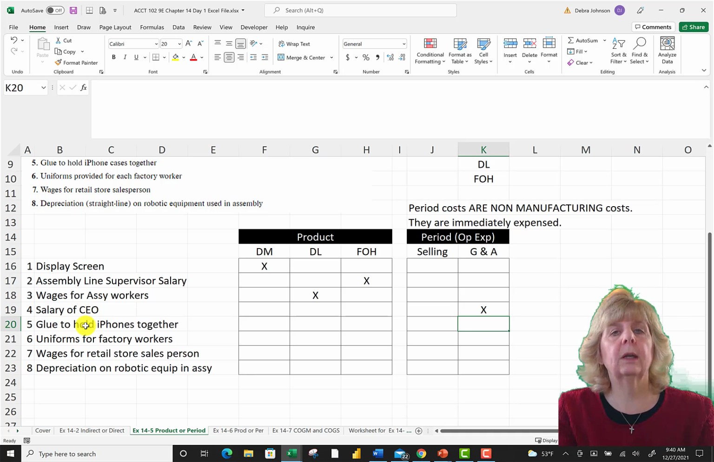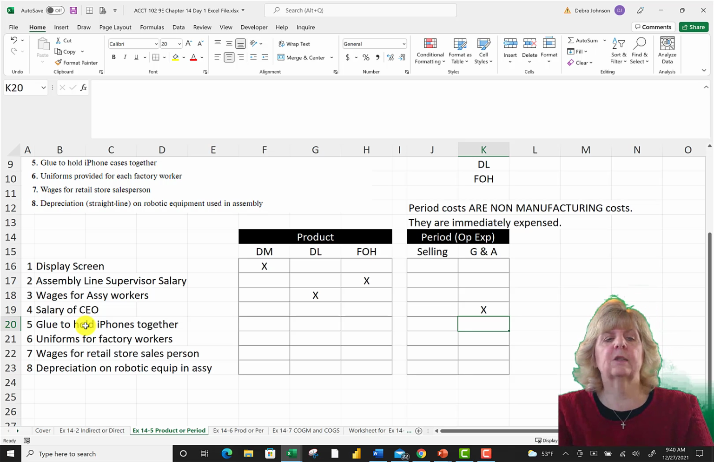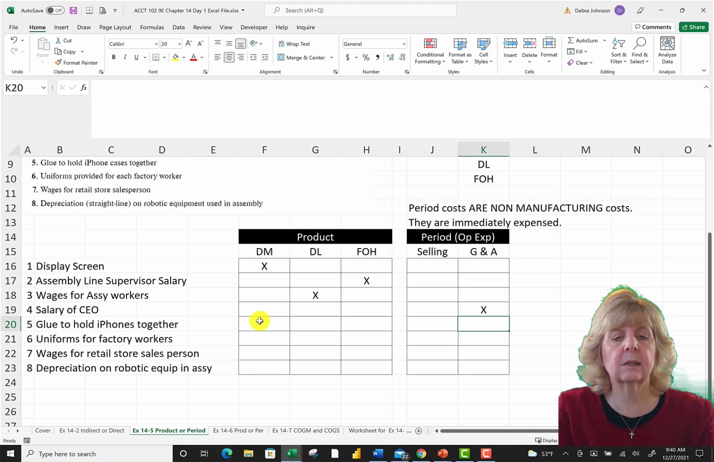Okay, glue, in case you haven't been into a factory, is very inexpensive. It's bought in these huge barrels or containers. They're not going to track every little cup of glue that goes out to the various lots. So because of that, it is a product cost, but a company's more likely to call that a factory overhead because of the insignificance of the cost and the hassle of tracing it to each iPhone. So I'm going to call that factory overhead.